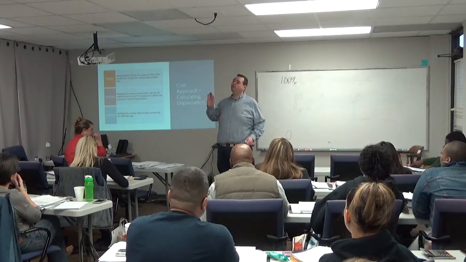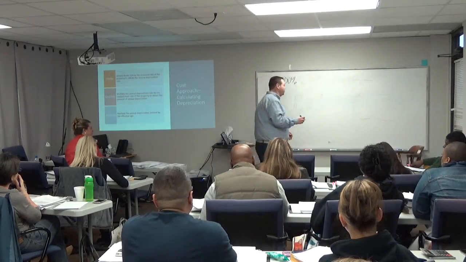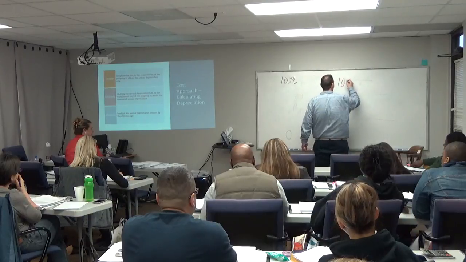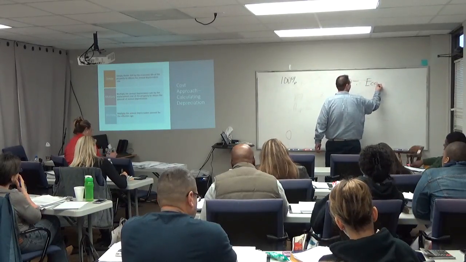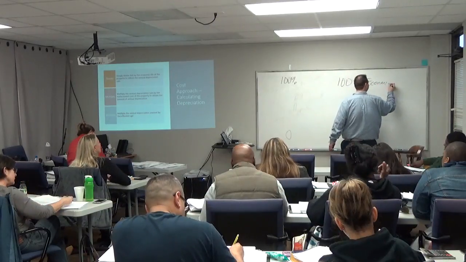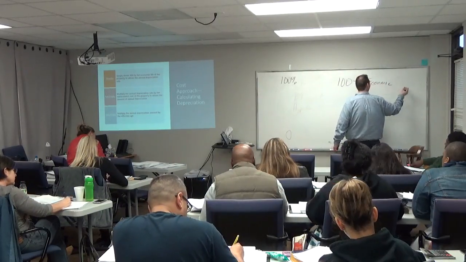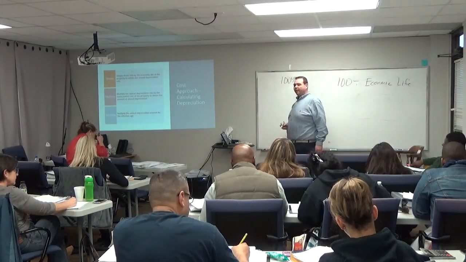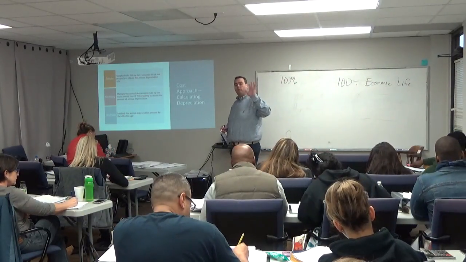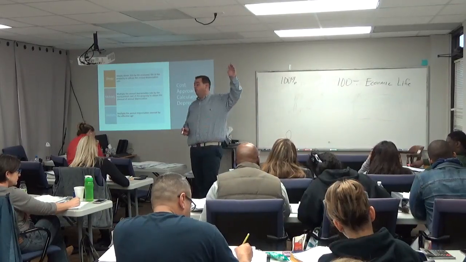So the first thing you want to do is take 100 and divide it by the economic life. Take 100 and divide it by the economic life. How many years does it take to go from 100 to 0?